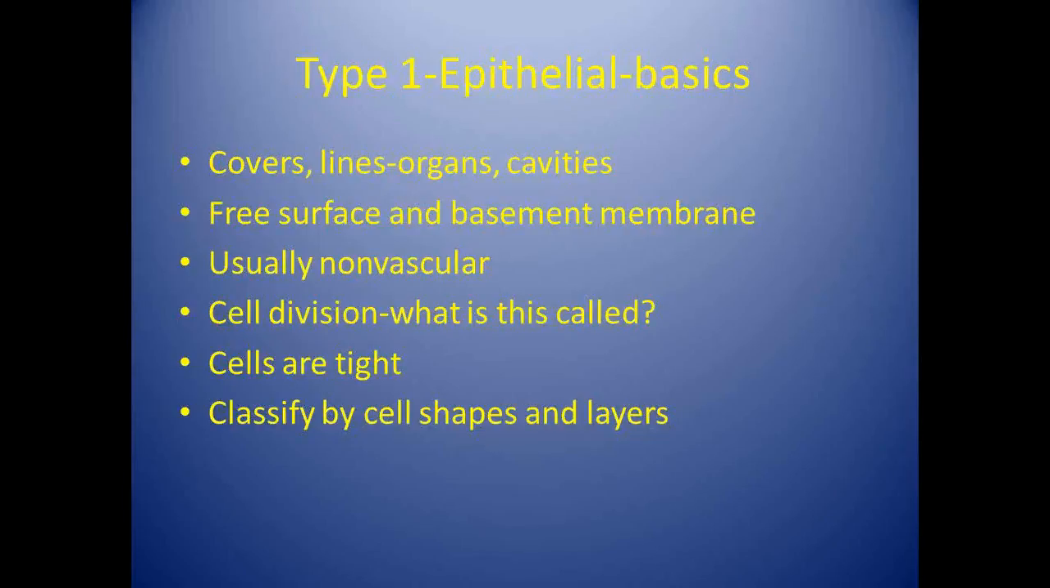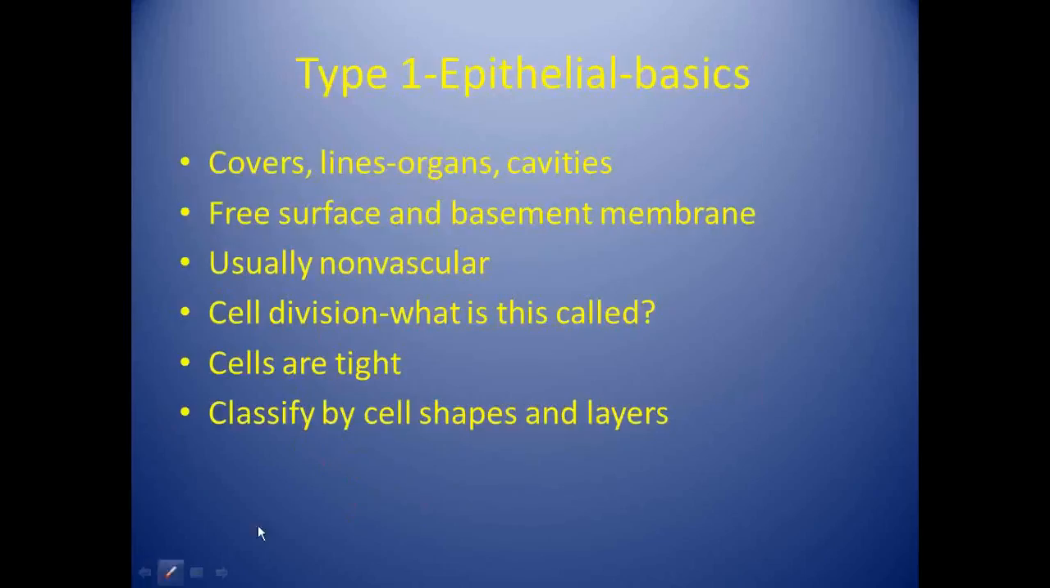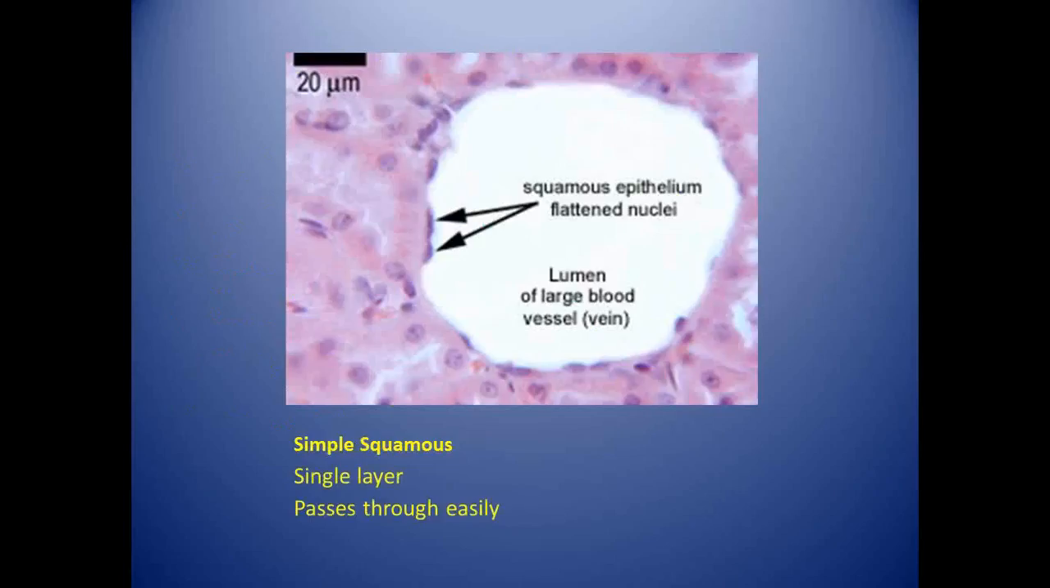And since they're covering and lining, these cells are tight to each other. Let's go back one. We figure out how to name them by how many layers they might have, if they're a single layer or multi-layer, and also by their different types of shapes. And so what I've done is I've gone and got some pictures, some histology slides, and put them on here for you to see.